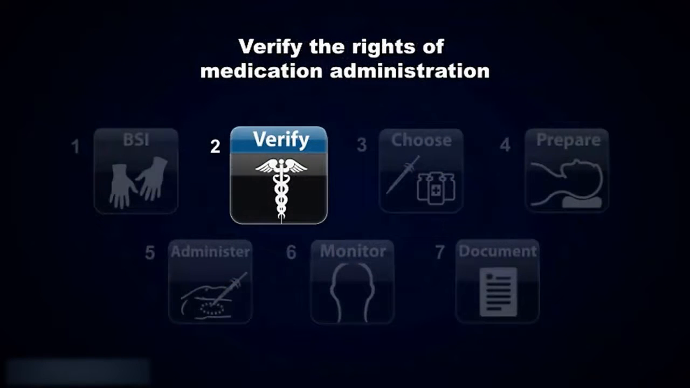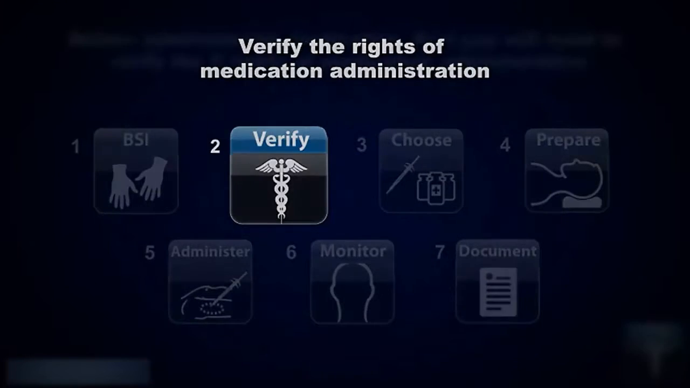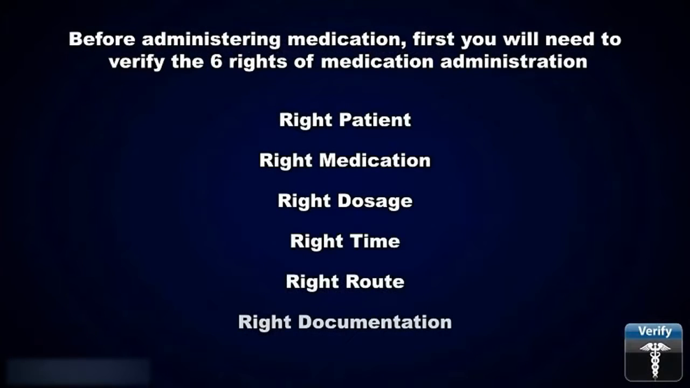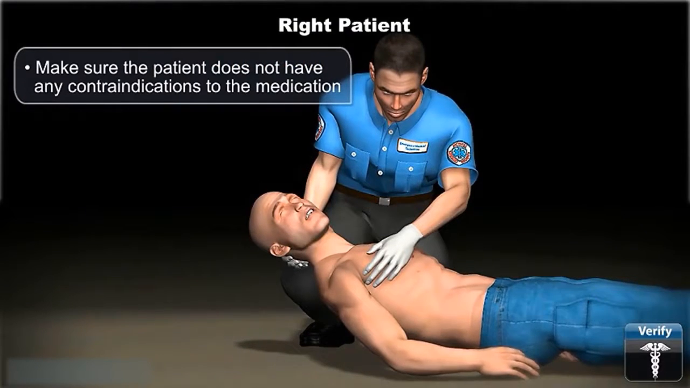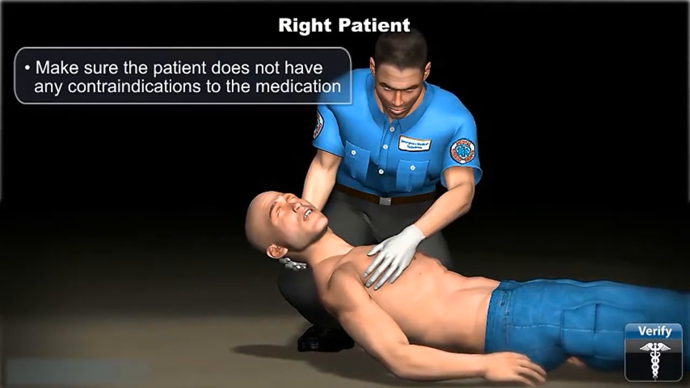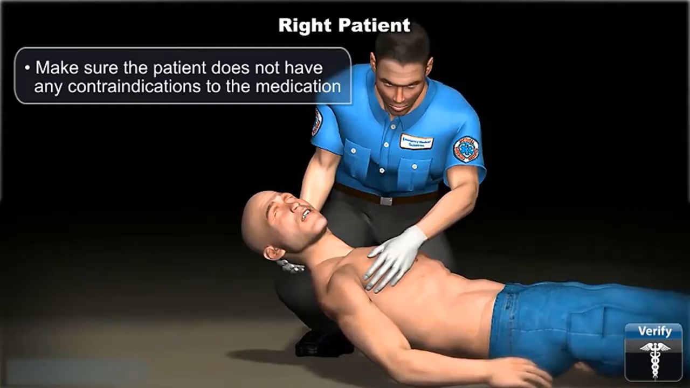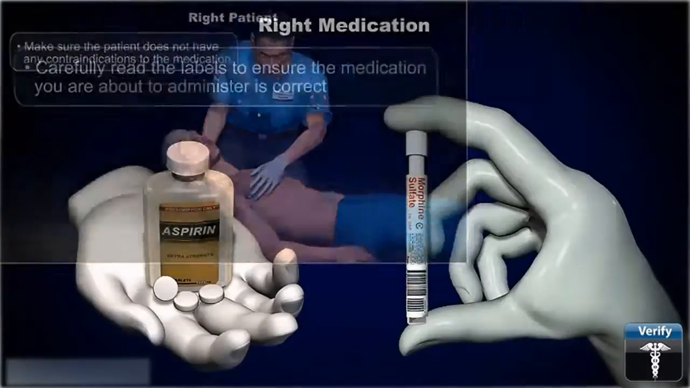Verify the rights of medication administration. Before administering medication, first you will need to verify the 6 rights of medication administration. Make sure you have the right patient. Make sure the patient does not have any contraindications to the medication.